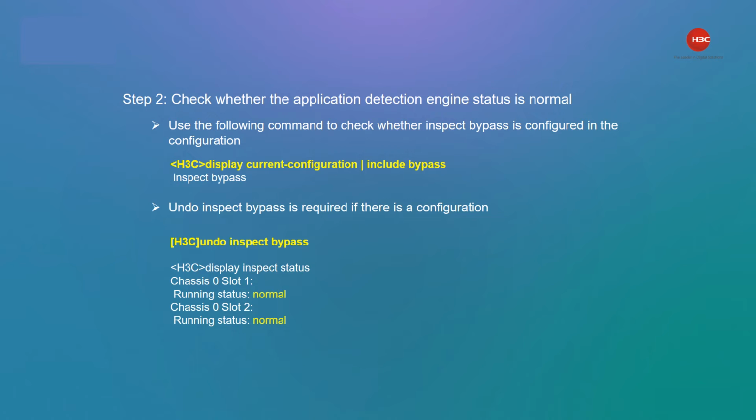If bypass by configure is displayed on the device, it indicates that there is an inspect bypass configuration on the device. You can use the command shown in the figure to confirm. If there is an inspect bypass configuration, you need to undo inspect bypass to cancel the bypass state of the application layer engine.